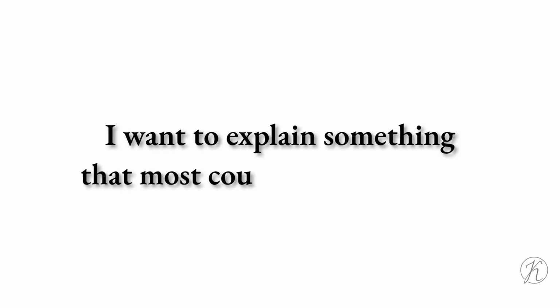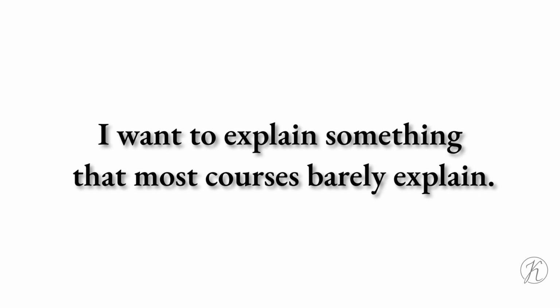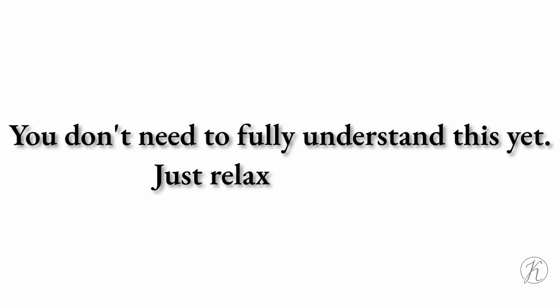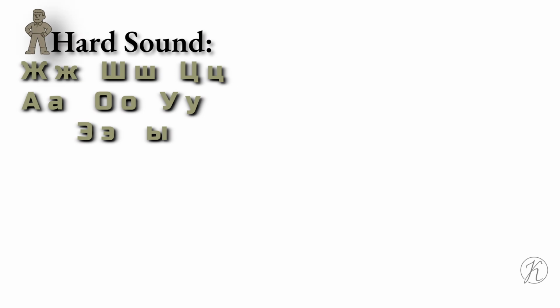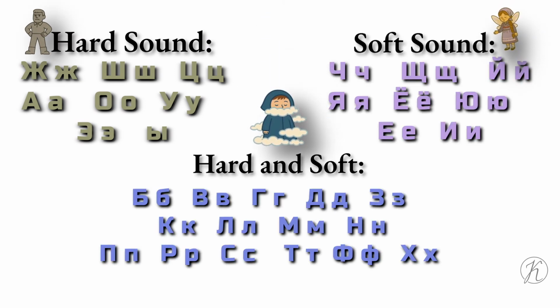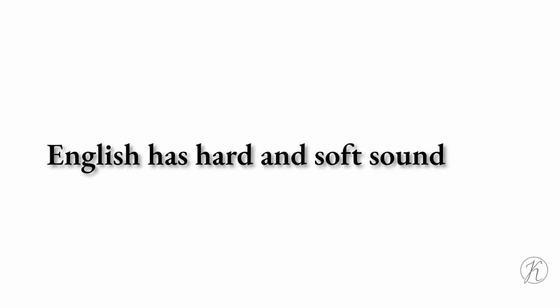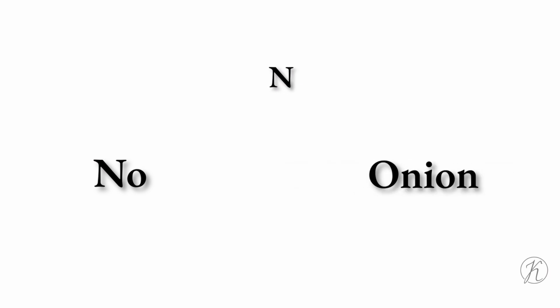I want to explain something that most courses barely explain. Don't worry if it doesn't fully click yet, it'll make sense soon as you watch more videos. Every Russian letter already has a kind of default state. It's either a hard sound, a soft sound, or it can switch depending on the letter that is in front of it. If you think this sounds crazy and too difficult, then listen to this. We actually have this in English too. Take the letter N, say the word no, and then say the word onion. The N that is in between the O and the I in onion turns soft, but in the word no, it's hard. You try it and note the tongue placement for each word.